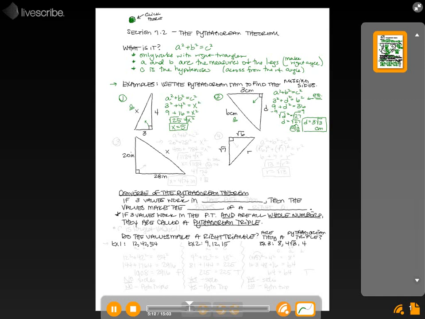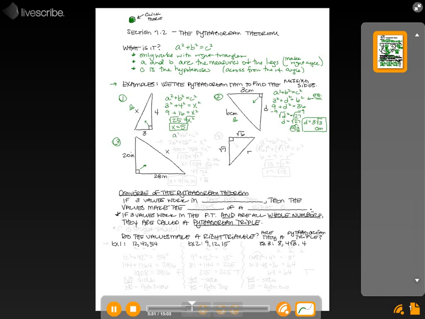D equals 3 root 3 centimeters. Let's look at our next example, example 3. We've got a right triangle with sides 20 inches, 28 inches, and x. We're going to draw an arrow pointing out to the hypotenuse. That means in this example, the hypotenuse is x.